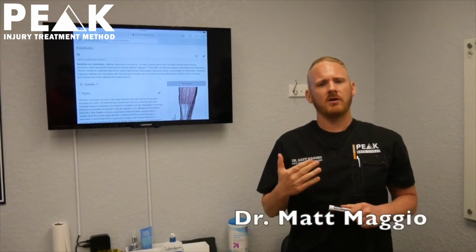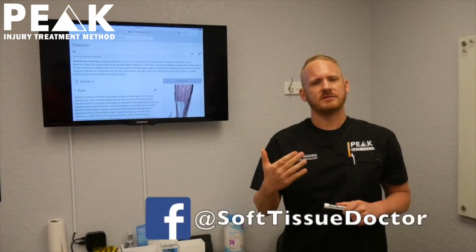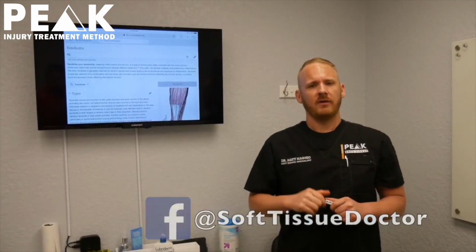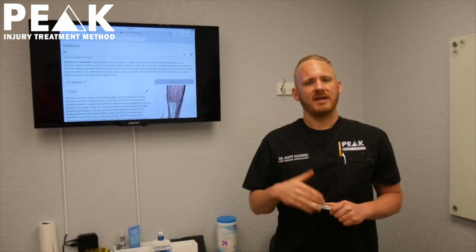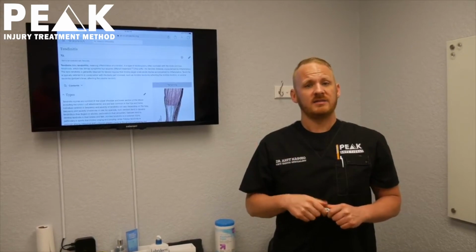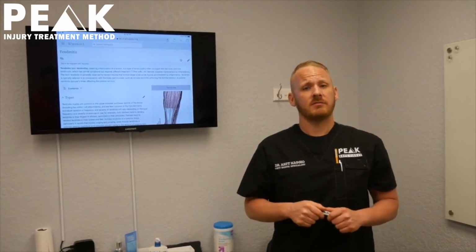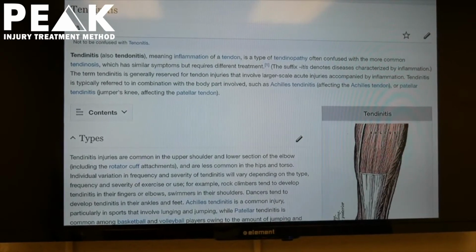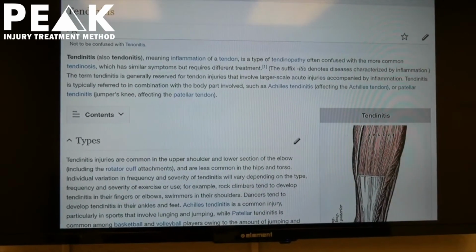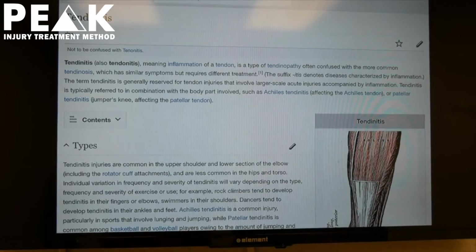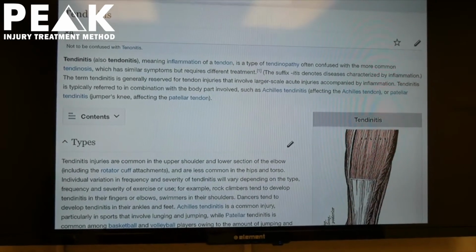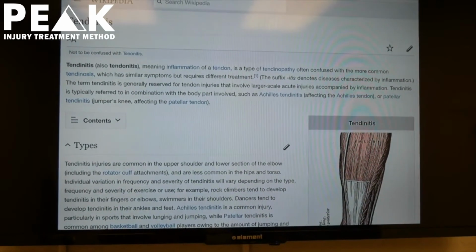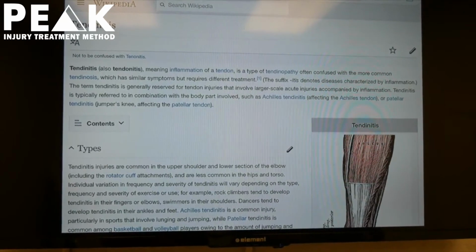Today I want to talk about the idea and the diagnosis of tendinitis, and how it's one of the most common diagnoses out there for injuries in the body, but it's actually incomplete and very uncommon compared to something worse. What we pulled up here was the Wikipedia page on tendinitis. Basically, tendinitis means inflammation of a tendon. It is a type of tendinopathy often confused with the more common tendinosis, which has similar symptoms but requires a different treatment.